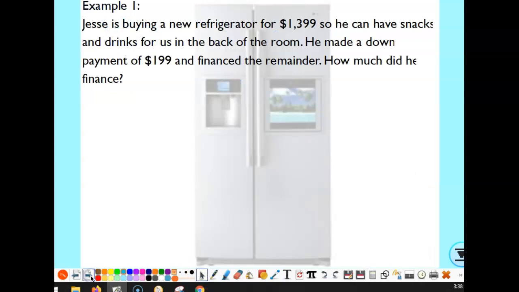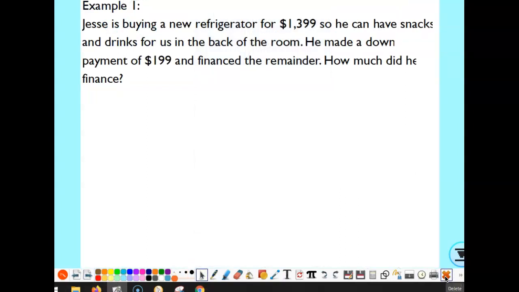So let's look at how we would use this. Jesse's buying a refrigerator. He's buying one for $1,399 so he can have snacks and drinks in the back of the room. He made a down payment of $199 and financed the remainder. So how much did he finance?